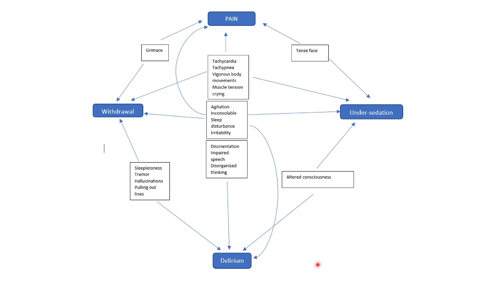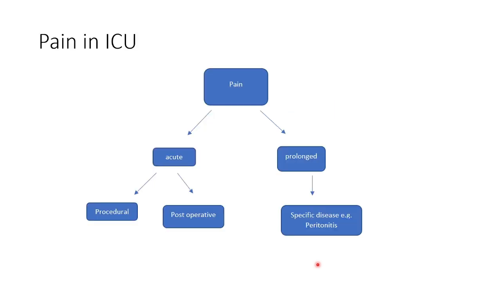So in this session, I'm going to limit the detailed discussion to withdrawal, although just a brief overview about pain. Pain in acute settings can be described as acute or prolonged. Acute pain can be either procedural, when you are having some surgical procedure or minor procedures, or it can be post-operative, or it can be a prolonged pain which may be associated with some diseases like sickle cell crisis, or prolonged pain from untreated malignancy or specific disease, for example, peritonitis.